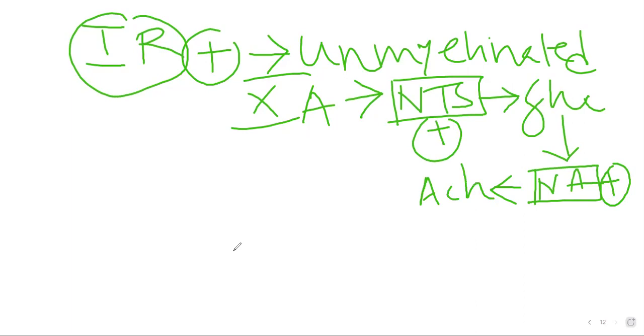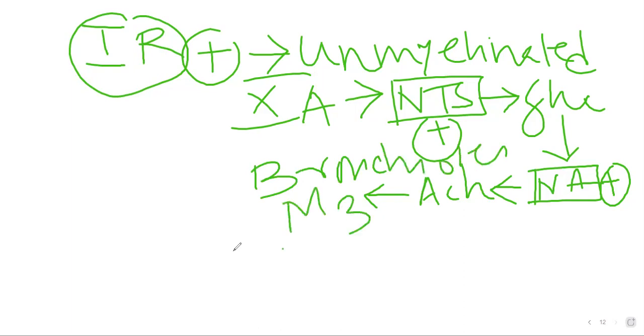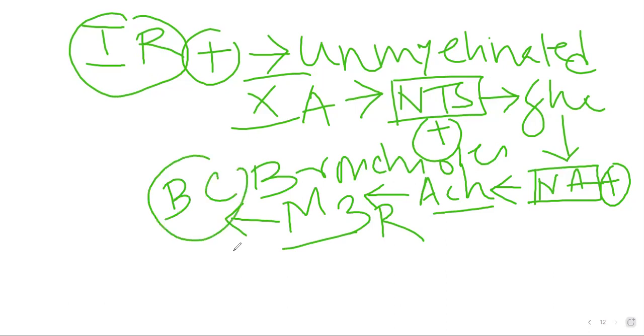Now this acetylcholine ultimately will work at which area? That is the epithelial area, where in the bronchioles we have the M3 muscarinic receptor. When acetylcholine works on this M3 muscarinic receptor, it will constrict the bronchus, so the bronchoconstriction effect will occur. This bronchoconstriction will ultimately produce the cough reflex.